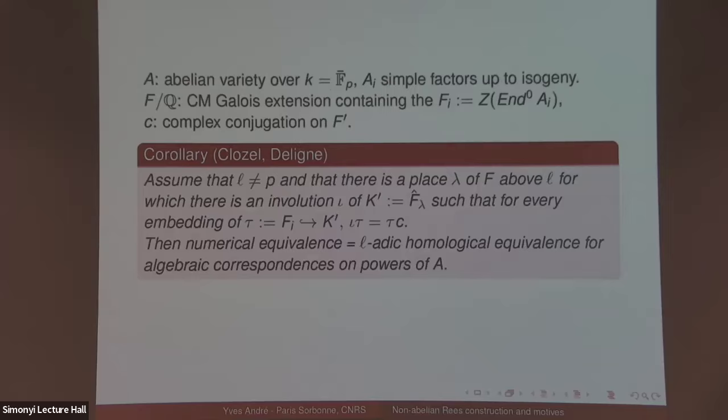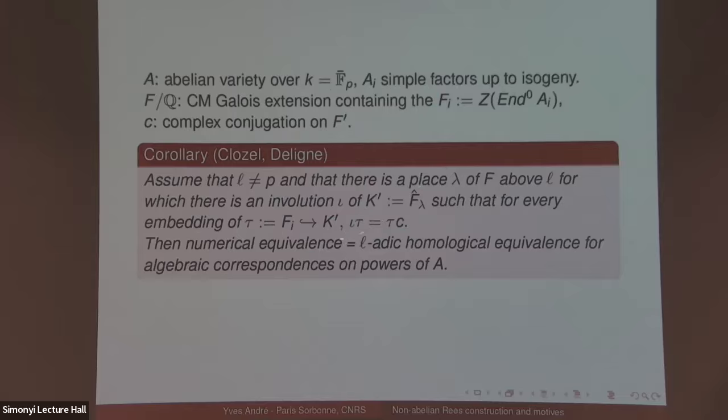So the theorem, which is Clausen with an improvement, is this: consider l-adic cohomology for l different from p, which satisfies moreover this condition that there is a place of this field F above l, for which there is an involution of the completion at lambda, this will be my K', such that for every embedding tau of F into this K', there is this commutation law: if you consider this complex conjugation on F, composed with tau, this is the same as tau composed with iota.